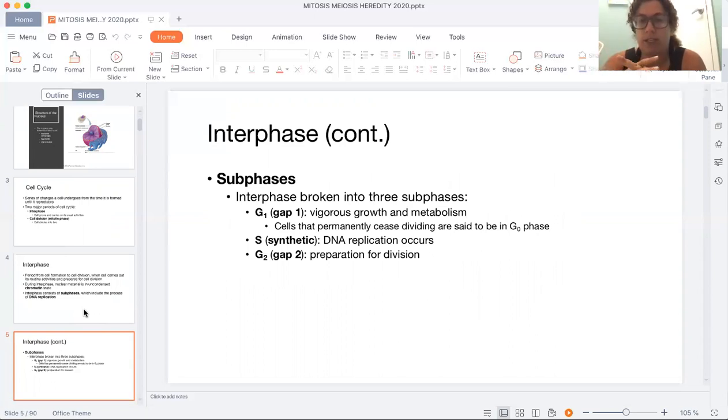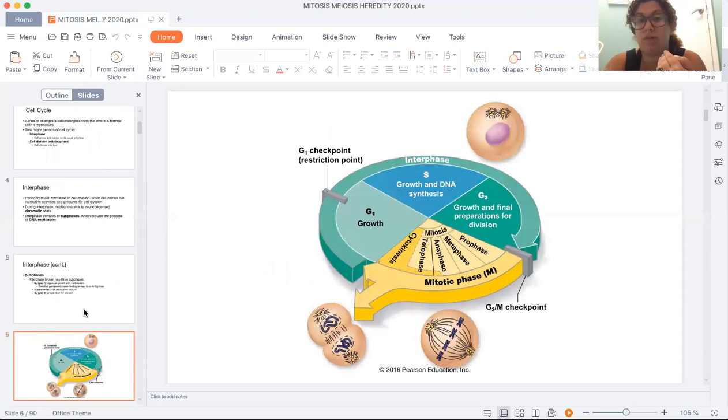So gap 1 is the part of interphase where there's a lot of growth and metabolism. Cells that permanently stop dividing are said to be in the G0 phase. So that's important. G0 means that they're no longer dividing. They are what they are, until they die. Then we have the synthetic phase, which makes sense. Synthesis means to make. That's where all the DNA replication occurs. And then there's G2, which is gap 2, which is preparation for the cell division to occur.